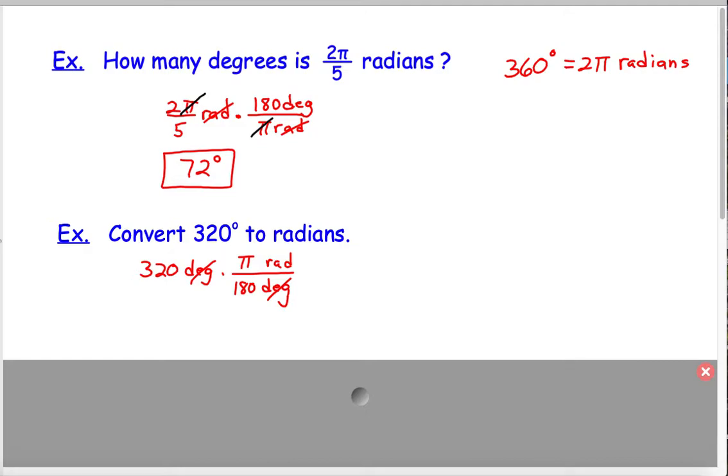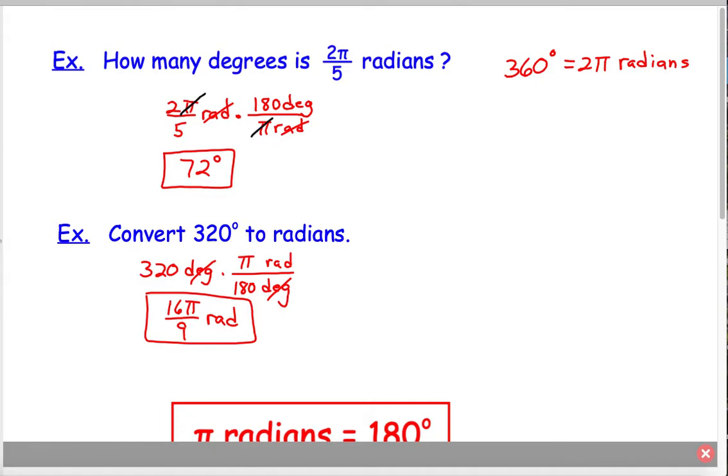So I have 320 pi over 180. And I can simplify that, 32 over 18, or 16 pi over 9 radians. So 320 degrees is equal to 16 pi over 9 radians.